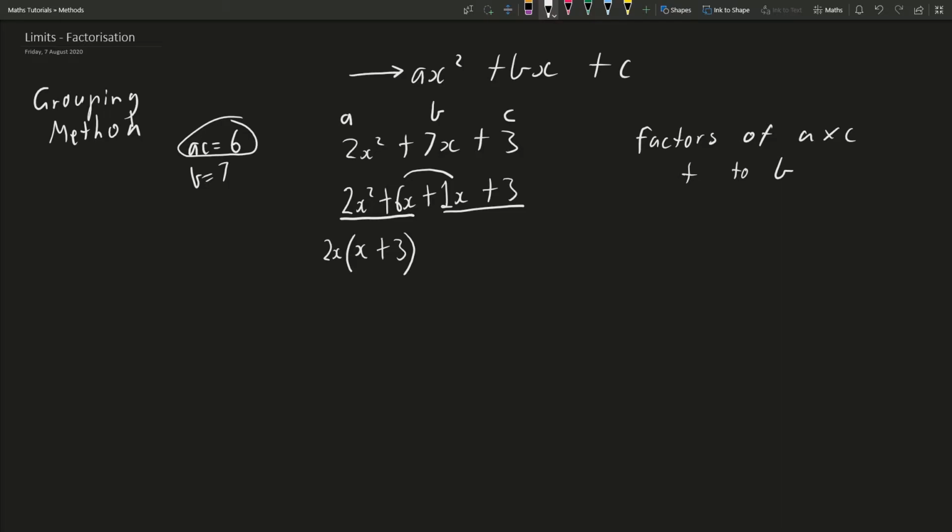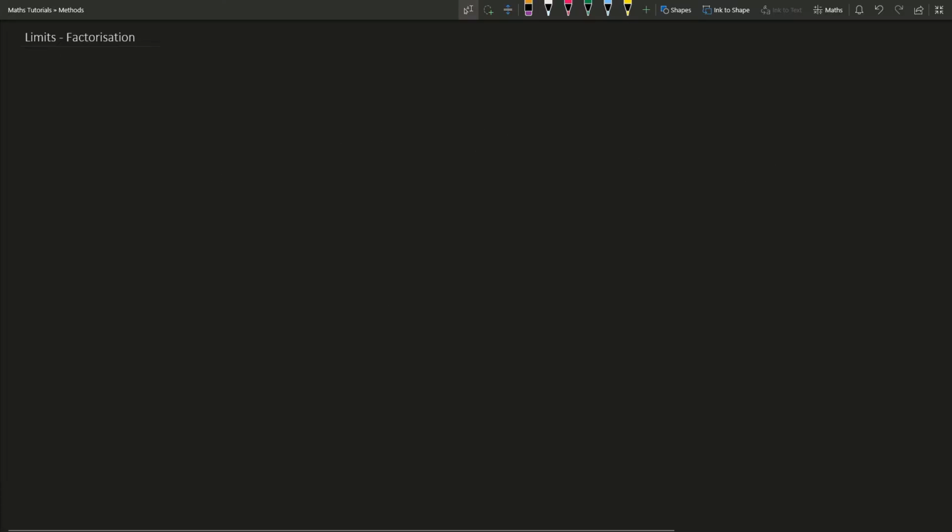We then do the same for the other side, the highest common factor of x plus 3. Obviously there is none that fits into both of those. So we have this 1 out the front, and we put x plus 3 in there again. We can then group both of these sides into 2x plus 1 multiplied by x plus 3. So we've combined these two terms here and these two terms and split it into 2.